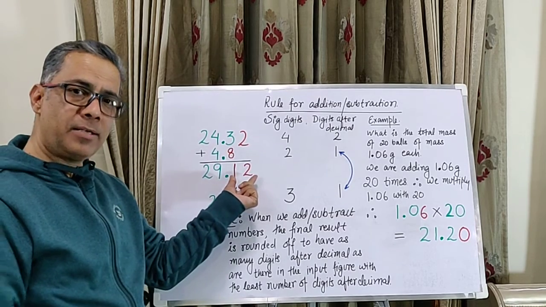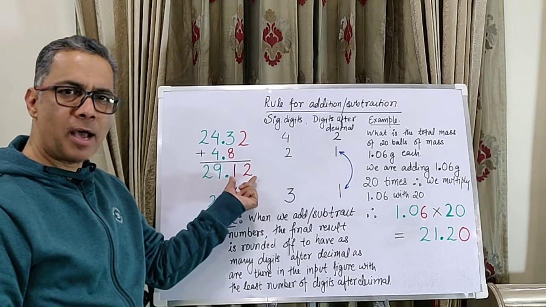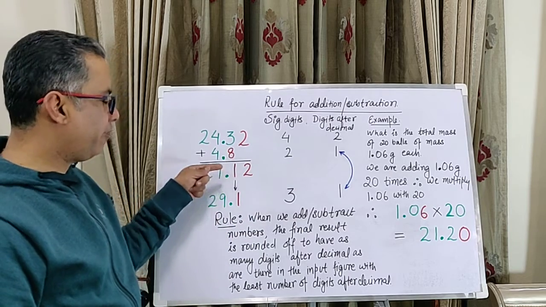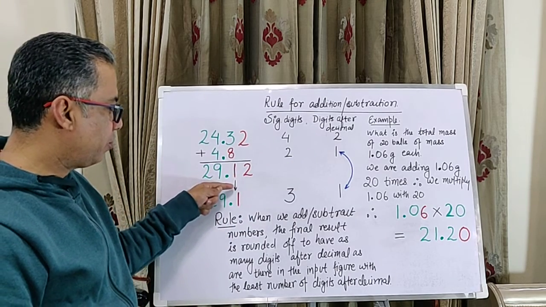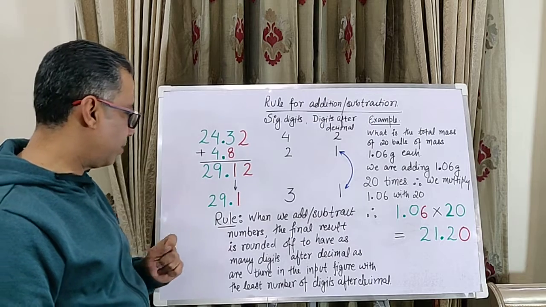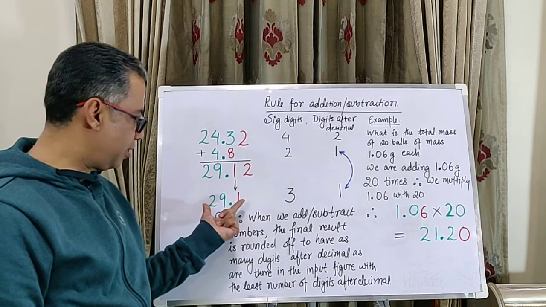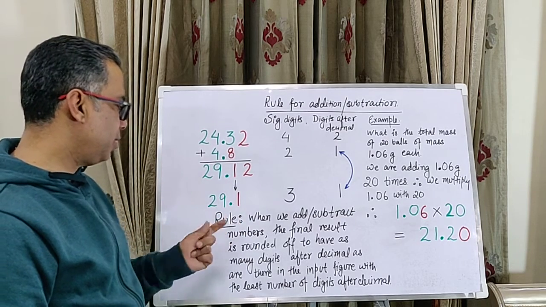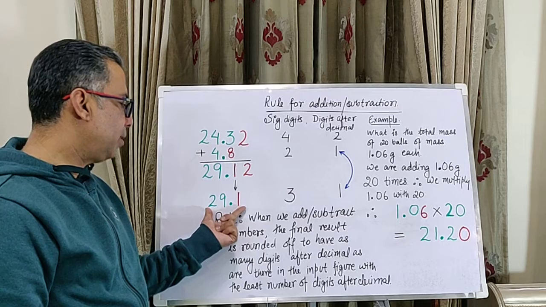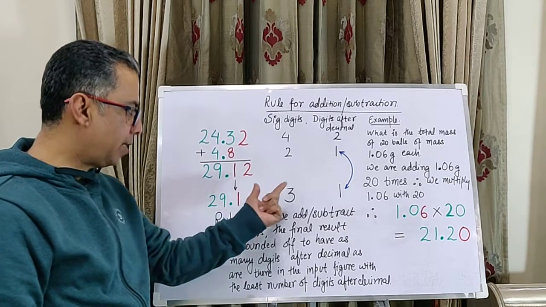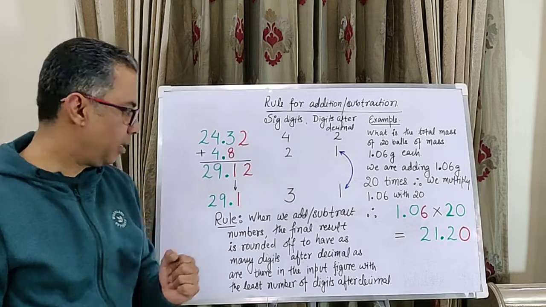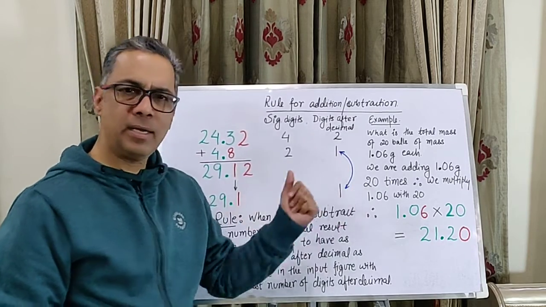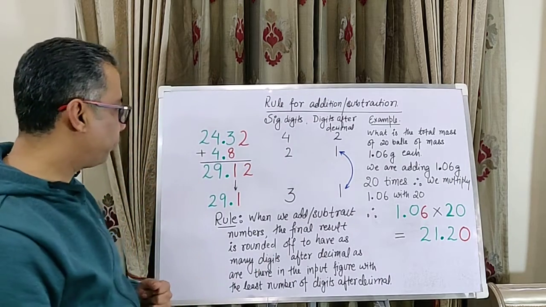Here the last 2 digits are uncertain. We can't have 2 uncertain digits, so therefore we round off to 1 uncertain digit. And when we round off to 1 uncertain digit, we get 29.1 with 1 uncertain digit. This result here has 3 significant digits, and it has 1 digit after decimal.